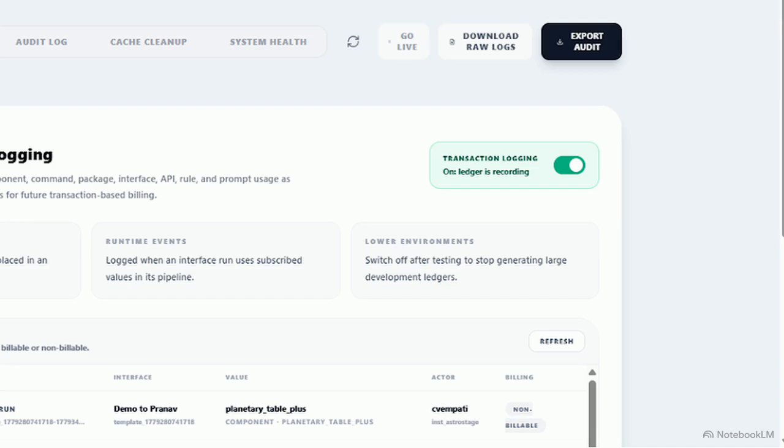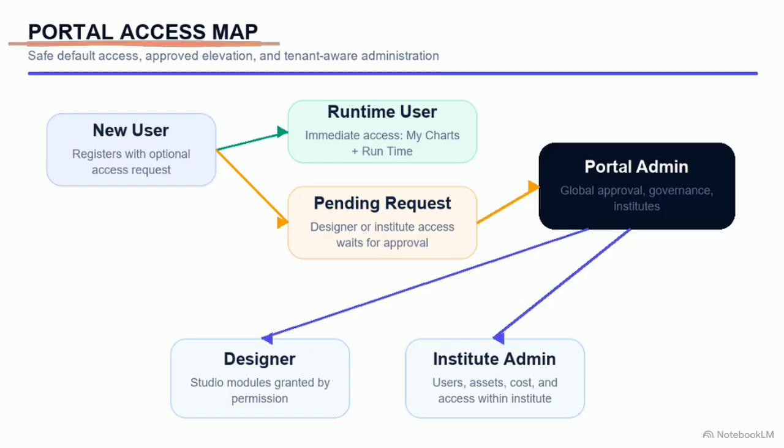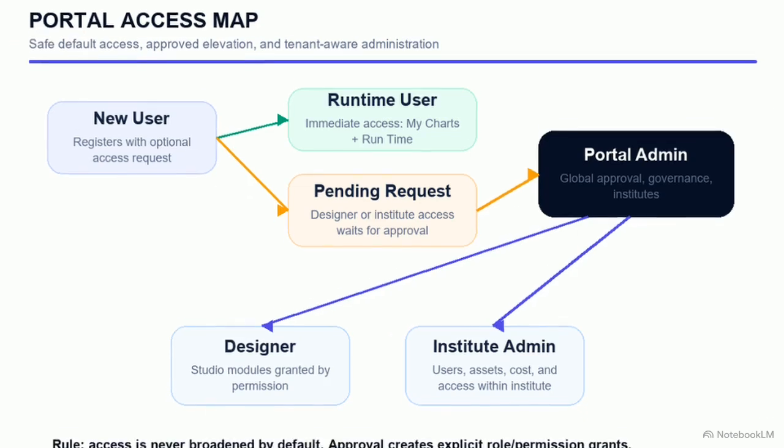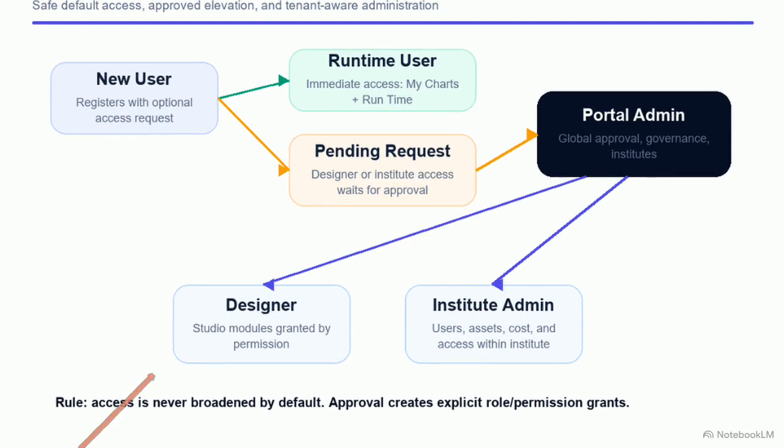This flow of information is tightly controlled through a multi-tiered role system. As this access map shows, users are separated into distinct roles, like designer, institute admin, or portal admin, ensuring governance data is only visible to the right people.